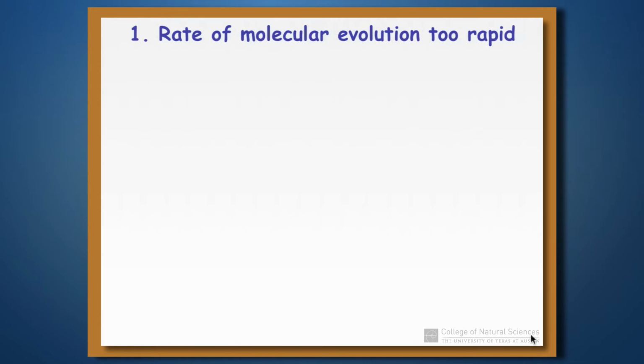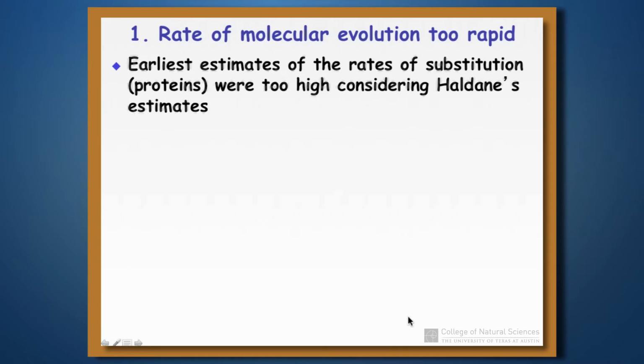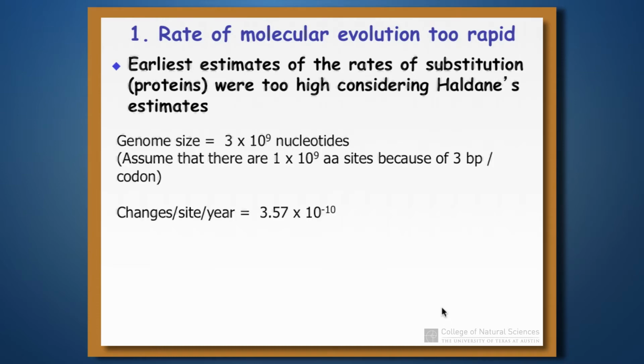All right, so his first claim was that the rate of molecular evolution was simply too rapid to be accounted for by natural selection. How did he come to this conclusion? Well, the earliest estimates of the rates of substitution for proteins were way too high considering Haldane's estimates. Remember, Haldane said that he thought that you could only substitute one amino acid about every 300 generations, and if you did it faster than that, you were going to end up killing off the population due to too big a genetic load.